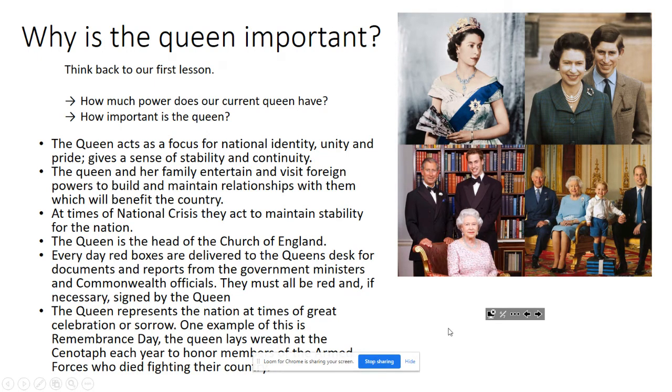She's still the official head of the Church of England, which is an important role. Every day, red boxes are delivered to the Queen's desk with documents and reports from the government, ministers and Commonwealth officials. They must all be read and, if necessary, signed by the Queen.